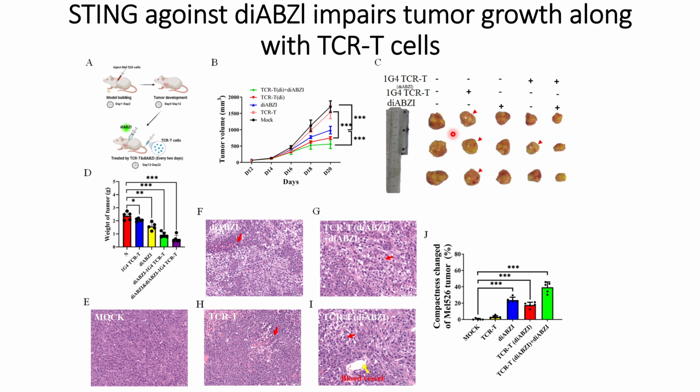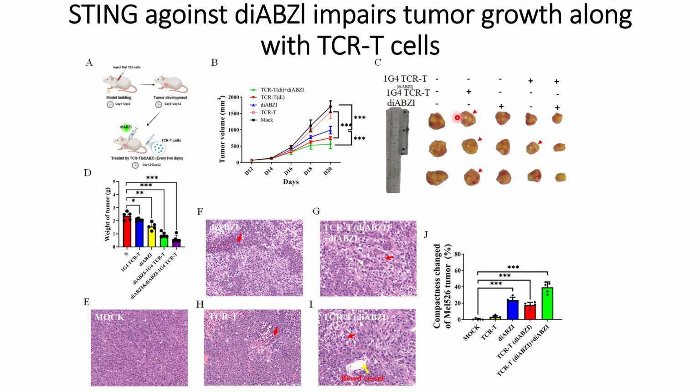In the case where only the T cell receptors are used, the tumor volumes are almost similar to the control case or the mock case. Similar things are shown in the case of the T cell receptors treated with DiaBZl. This is the difference between panel B and panel C.